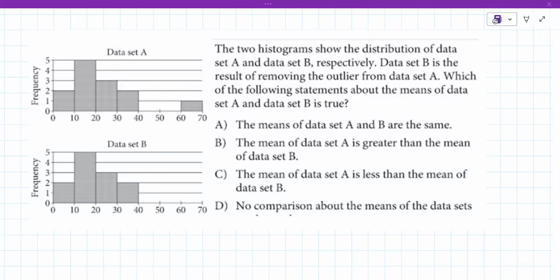B. The mean of data set A is greater than the mean of data set B. Yes. And notice you did not have to calculate it. You just had to look at the graph and see that it was different. All right, good job.